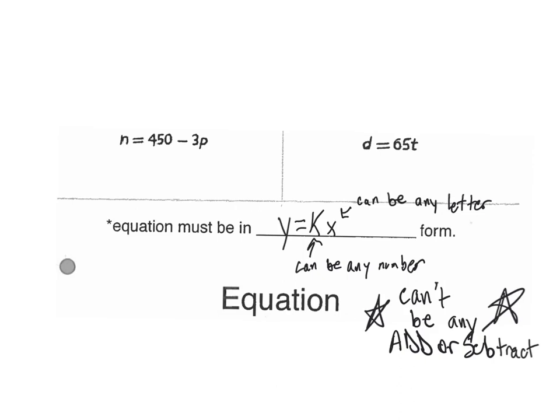So now let's go look at our first example. We're going to look over here at this equation, n equals 450 minus 3p. So is the equation in the y equals kx form? So the big rule that I just told y'all, we can't be any subtract or add. Well, we have a subtraction right there. So this one is not proportional. Then I want to go ahead and clarify up here. That way you can remember on your notes that we can't subtract.